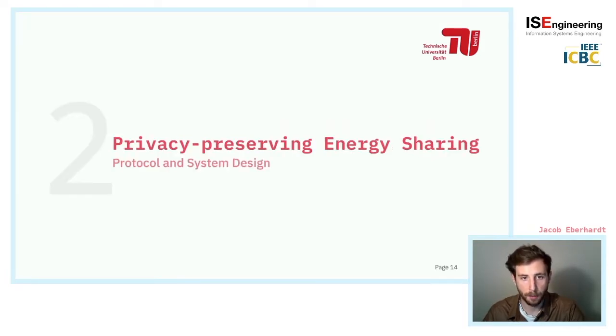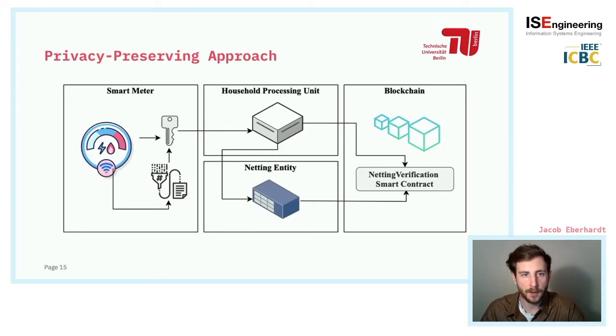To address this problem, we now introduce a privacy-preserving energy sharing protocol and system design. Here you can see an extension of the naive blockchain-based architecture we just showed. As you can see, we have one new entity that's a netting entity. So we have the smart meters and the household processing unit, and they are in every single household. Then we have this netting entity, and this is one component. It exists once globally. And then we have a blockchain, and blockchain clients are run by all the households and by the netting entity.